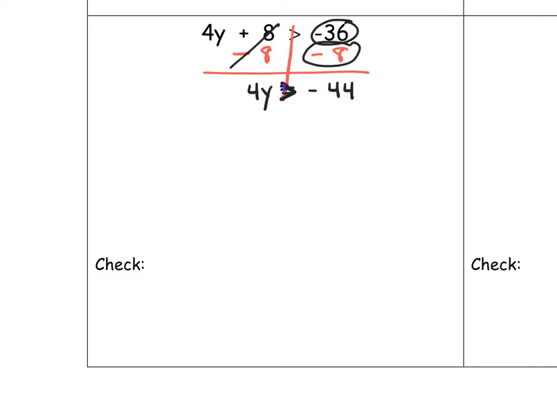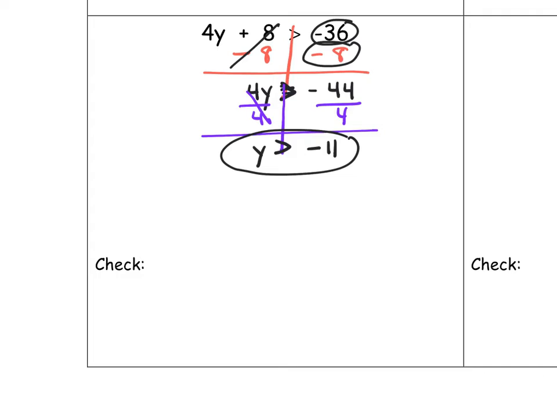Next, we're going to continue solving by dividing by 4 on both sides. This is going to cancel, leaving y is greater than negative 11. So this is called our solution. So now we're going to try to do a check, and because there's a little bit more going on, I'm going to go ahead and write out the full equation. This is what we were originally given.